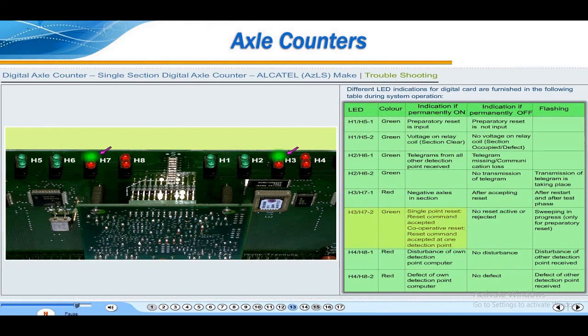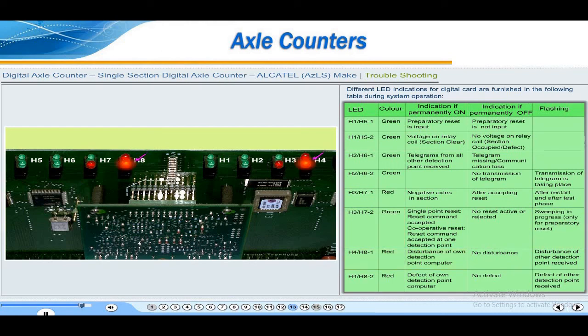H3/H7 2 green LED remains permanently lit when reset command is accepted. It remains off when no reset command is present or it is being rejected. It keeps on flashing when sweeping action is taking place in preparatory reset.